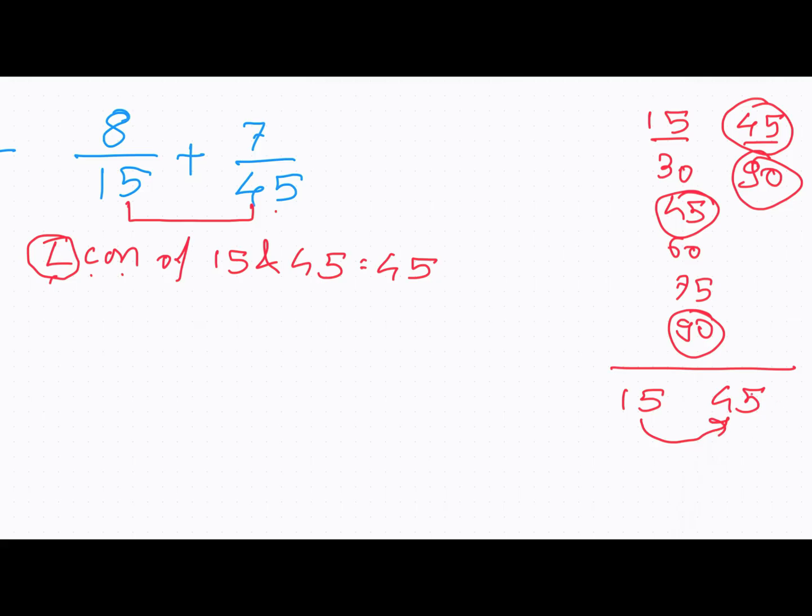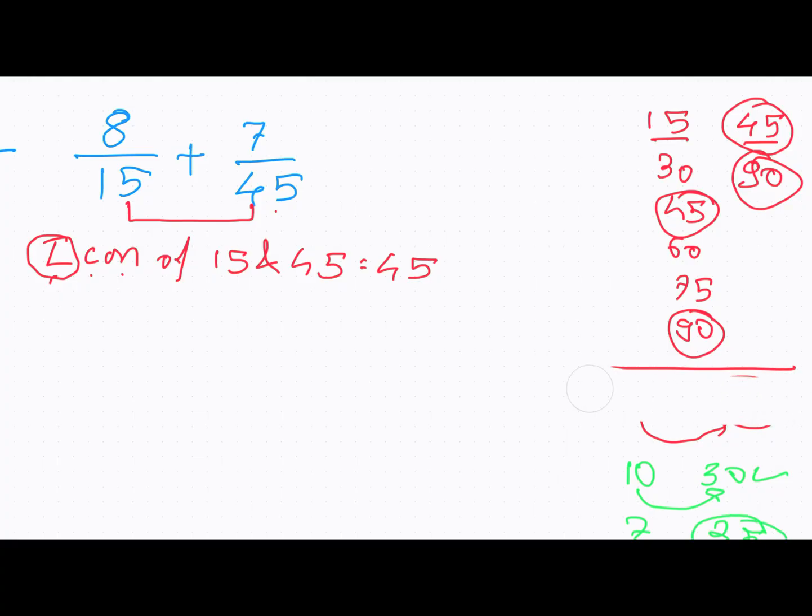One very easy method: now the terms were 15 and 45. 45 comes in the table of 15, right? So LCM is going to be 45, as easy. Similarly one more, 10 and 30. 30 comes in the table of 10, so the LCM will be 30. Last, 7 and 35. 35 comes in the table of 7, so 35 will be the LCM.